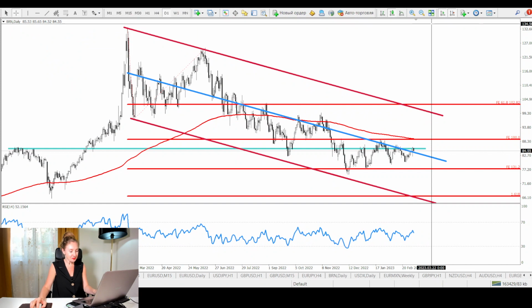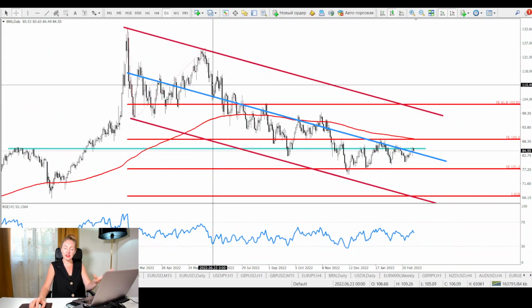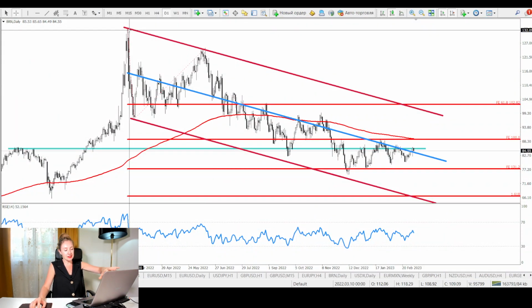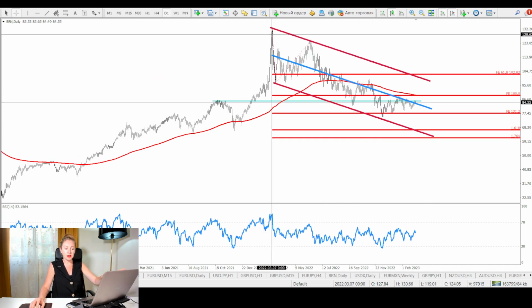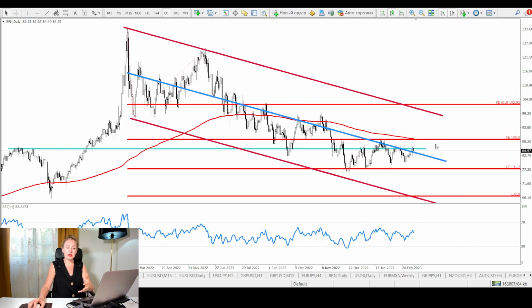I'll show you, for example, Brent oil, look here. This is the situation on the daily chart, and you can see that here is a downtrend. Since March 2022, the price is going down. How do I understand that it's going down? Every next extremum is lower than the previous one.